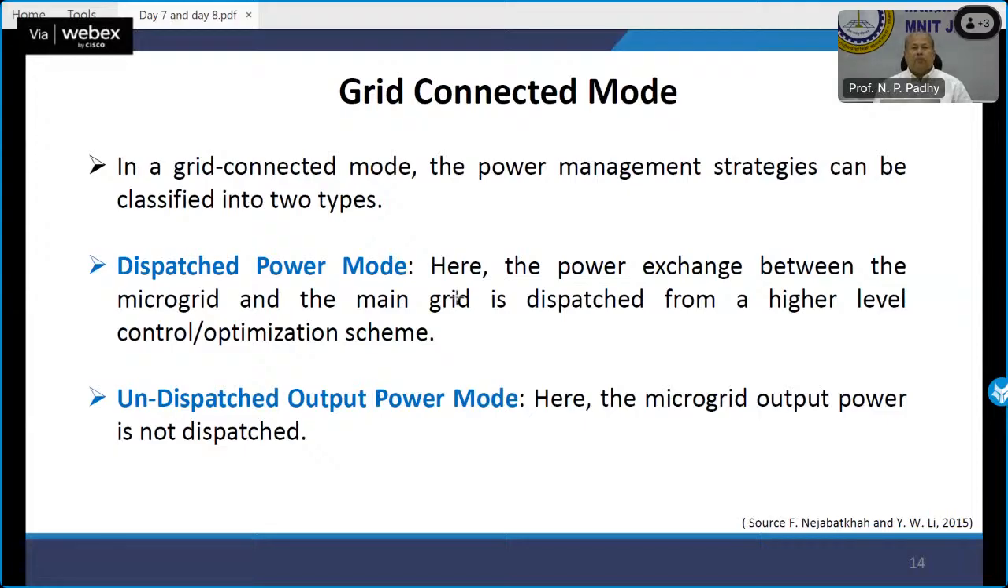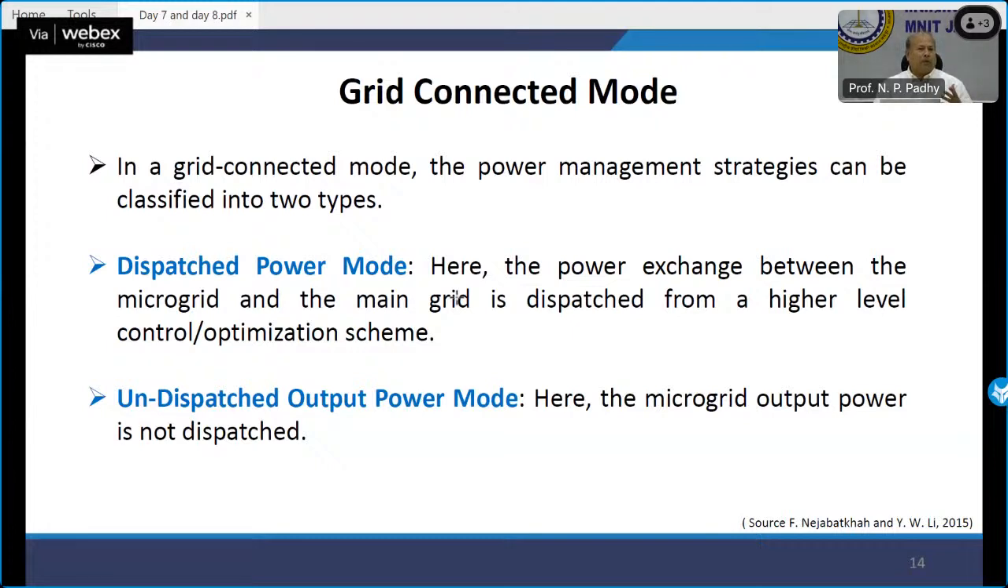Okay. So let us focus on grid connected mode of AC-DC hybrid microgrid. In a grid connected mode, the power management strategies can be classified into two types. Means for an AC-DC microgrid connected to the main grid, power management strategies can be classified into two types. What do you mean by power management strategies? Power management strategies means how the load can be met with the help of different renewable energy sources available within the microgrid along with the storage technology and the grid.